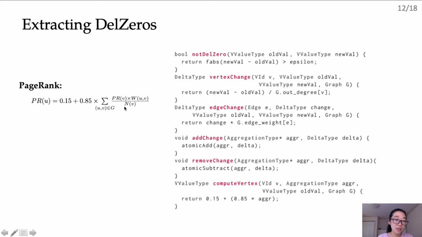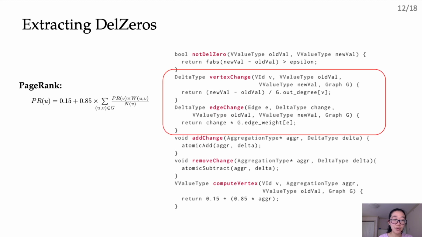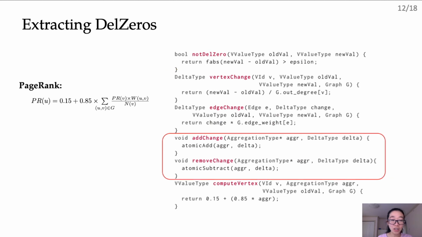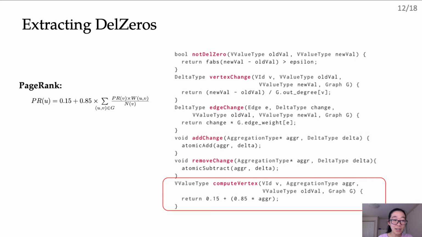In PageRank, the rank value is adjusted by weight and sent out on the edges, which is aggregated on the destination by summing the incoming values. So the value changes on vertices and edges are captured by the vertex change and edge change methods. And then these changes are propagated or retracted using the add change and remove change, which basically do an addition or a subtraction on the target value. Finally, the aggregated value is used to compute the new PageRank value for that iteration.